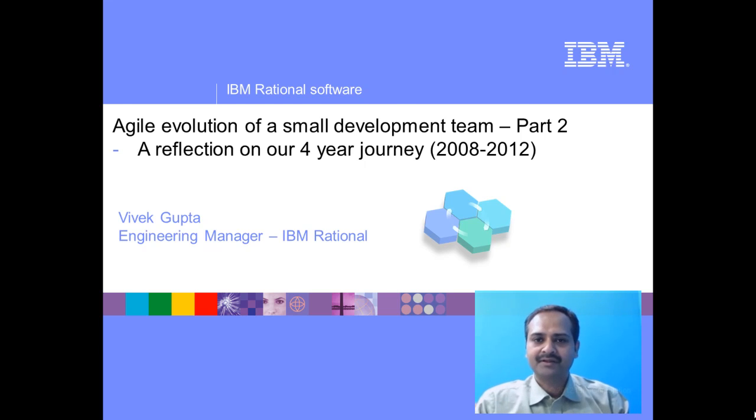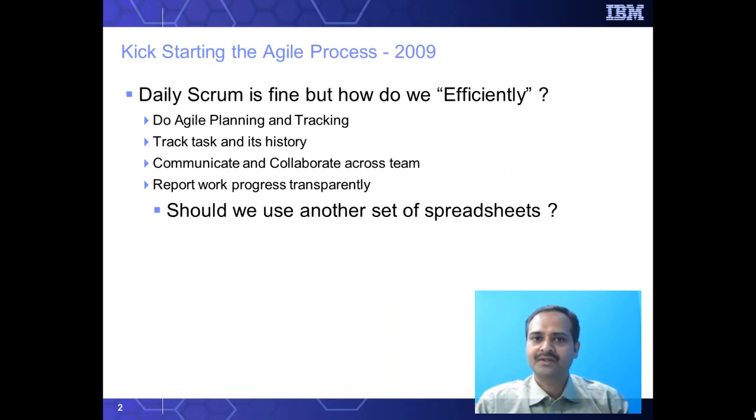As I mentioned in my previous part, we started with the daily Scrum meetings for Agile adoption. Obviously, the next step was to adopt the Agile planning and tracking process formally. So we started to look at the Agile process in detail and try to understand how it can be implemented in the team.